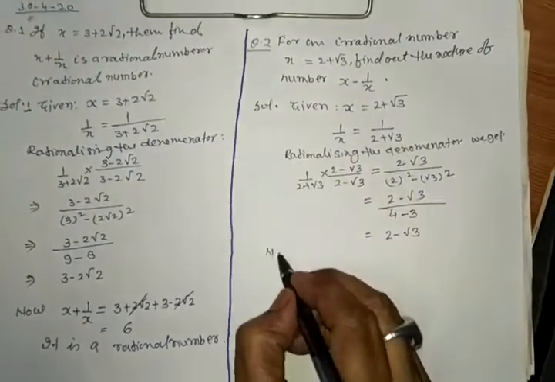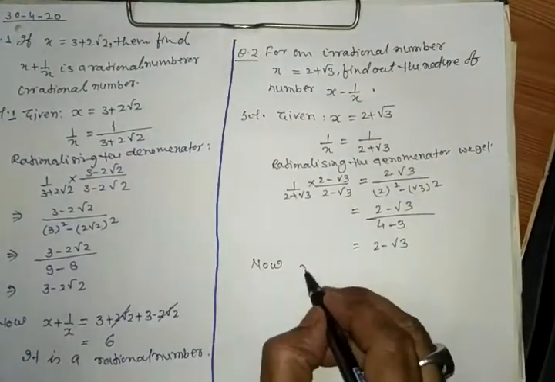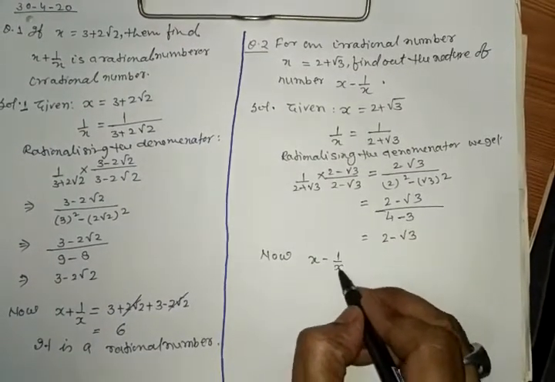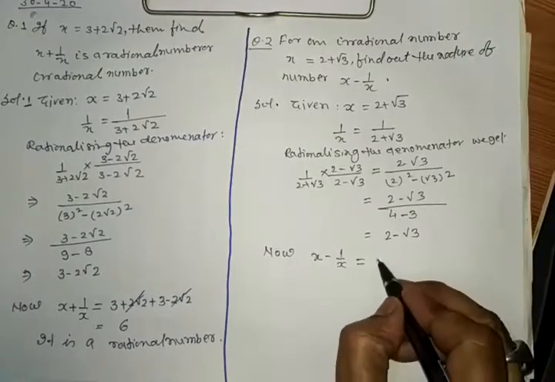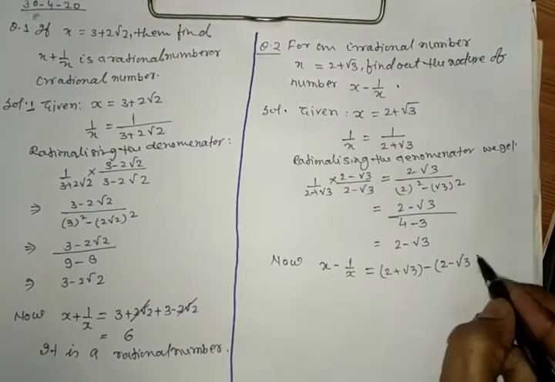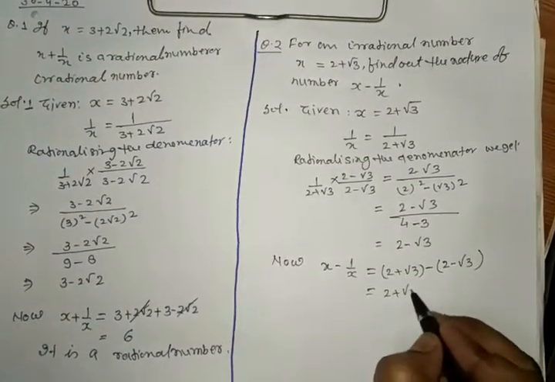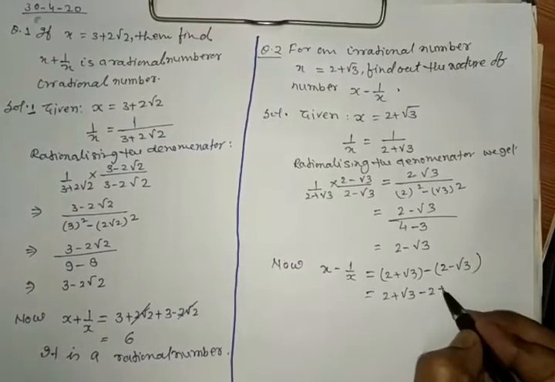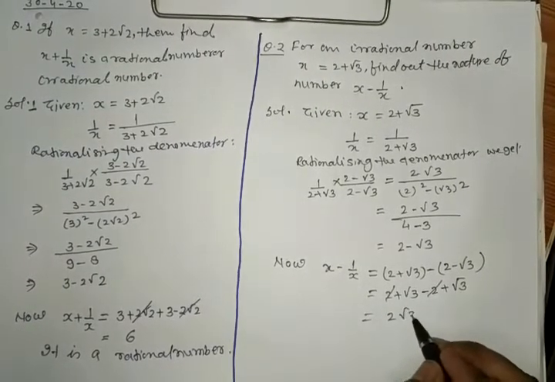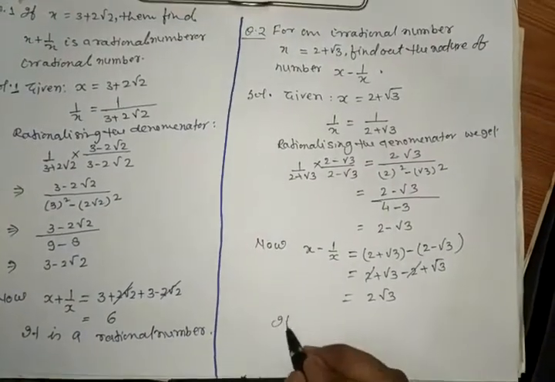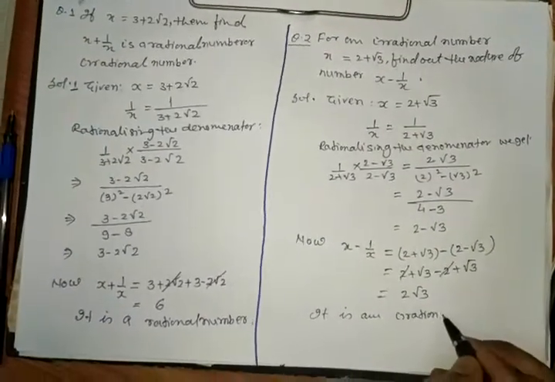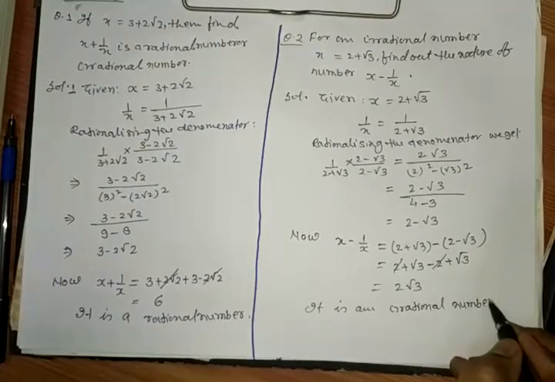Now x minus 1 upon x equals 2 plus root 3 minus (2 minus root 3) equals 2 plus root 3 minus 2 plus root 3 equals 2 root 3. It is an irrational number.